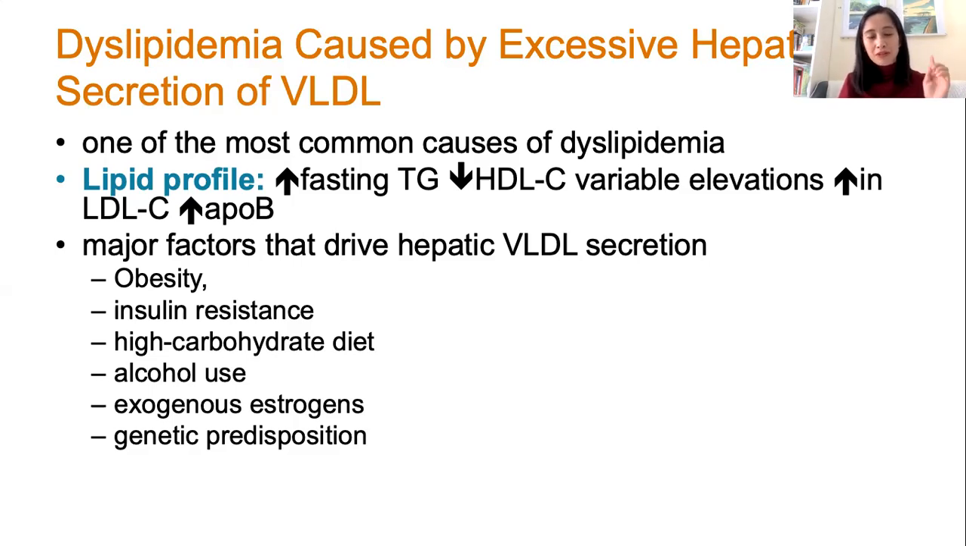Your lipid profile would look like this. You have elevated fasting triglycerides, you have a low HDL with variable elevations in your LDL cholesterol, and an elevated ApoB. And the major factors that drive hepatic VLDL secretion is number one, obesity, your insulin resistance, a high carbohydrate diet, because with insulin resistance, obesity, high carbohydrate diet, you will have excess sugar, excess carbohydrates, and the carbohydrates will eventually be stored as your triglycerides from the liver, no? And also alcohol use, exogenous estrogens, and of course, your genetic predisposition.